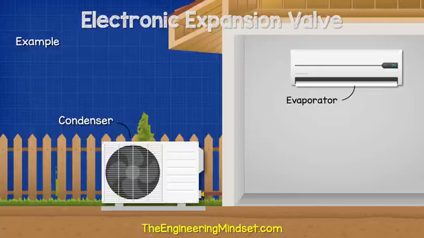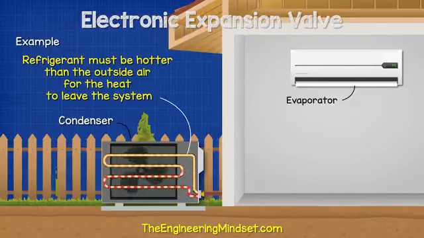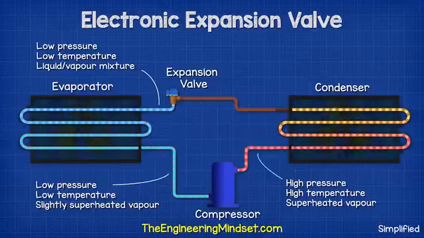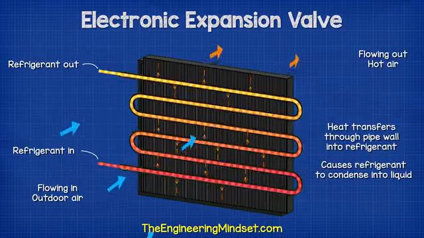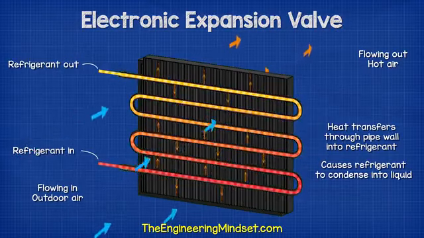The condenser is located outside, and the outside air might be very warm on a summer's day. As heat always flows from hot to cold, we need to ensure that the refrigerant is hotter than the outside air. Otherwise, the unwanted heat will not be able to leave the refrigerant and leave our system. A fan will help to blow ambient air over the condenser to remove this heat. So the outside air is entering warm, picking up heat and leaving hot.